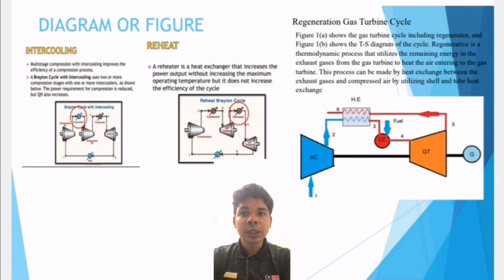For the diagram of the intercooling, reheat and regeneration gas turbine cycle, I will start with the intercooling. The multi-stage compression with intercooling improves the efficiency of a compression process. The Brayton cycle with intercooling uses two or more compression stages with one or more intercoolers. As shown below, the power requirement for compressors is reduced, but QH also increases.